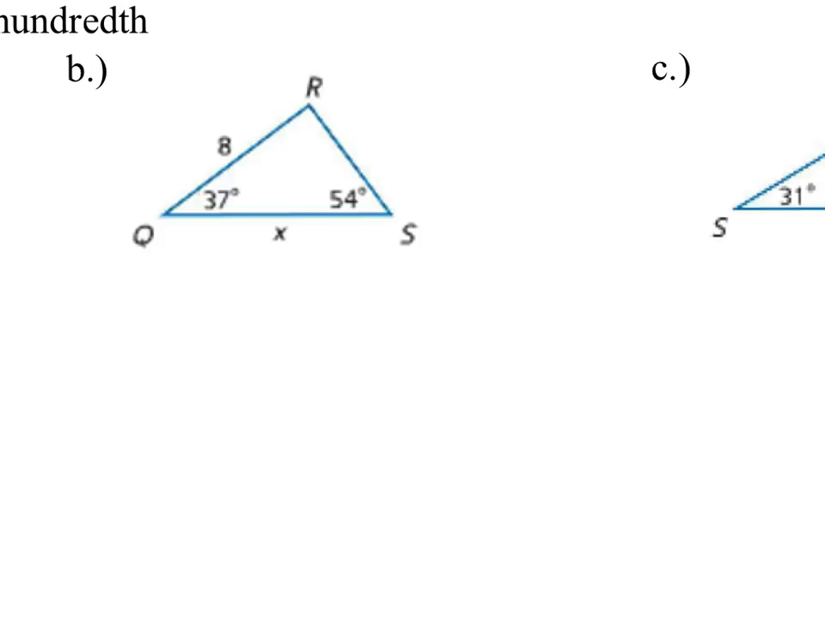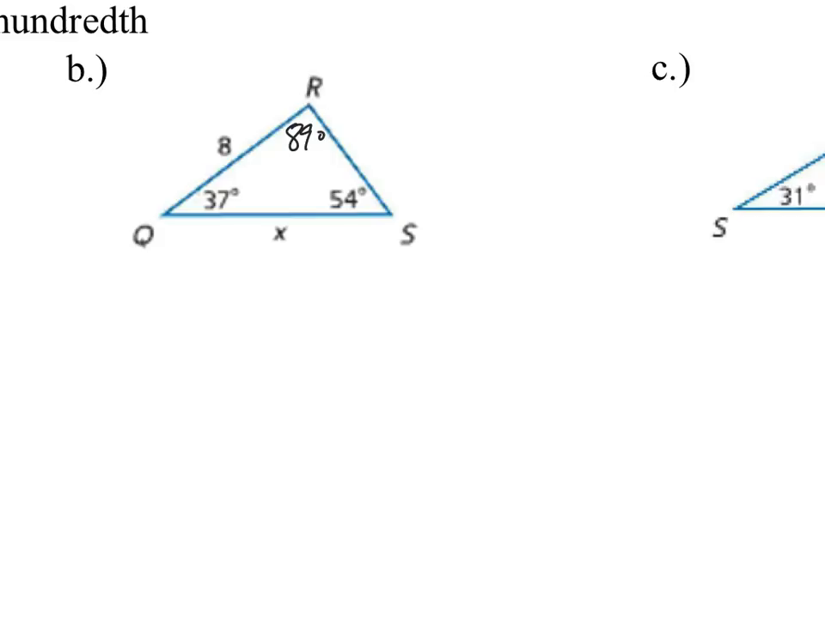So if you take a look at example B, notice we're being asked to find x, which is opposite angle R. So the first thing we're going to need to do is find out the measure of angle R. Well, we can do that because we know the sum of the three angles is 180. So if you add up 37 and 54 and subtract that from 180, you're going to get 89 degrees.